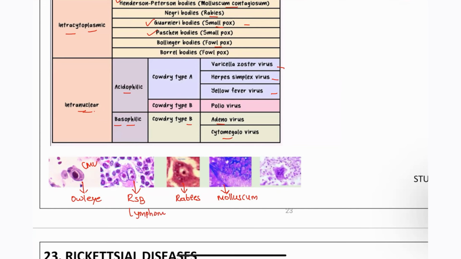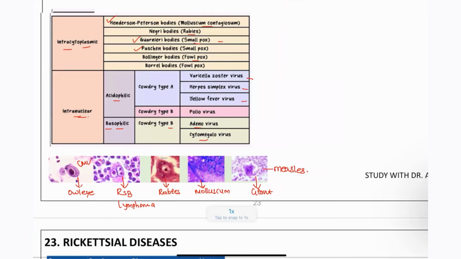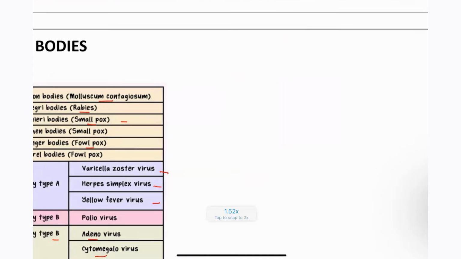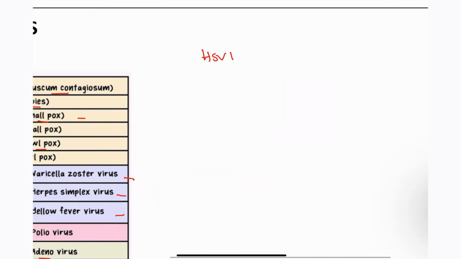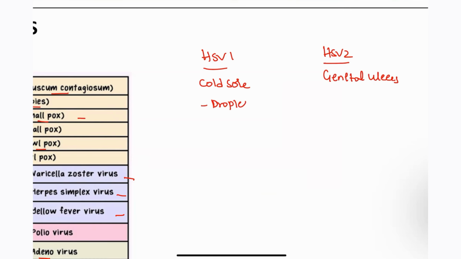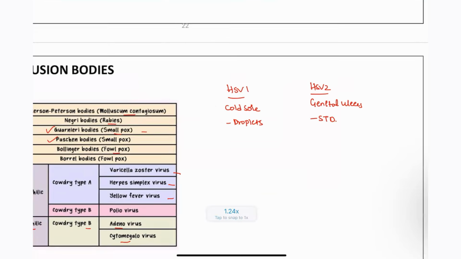Next, this is the giant cell appearance, seen in patients with measles. At least remember these important types of viral inclusion bodies. Now HSV1 and HSV2: what is the difference? HSV1 is associated with cold sores, and HSV2 is associated with genital ulcers. HSV1 is commonly spread by droplets, and HSV2 can be associated with STDs. So this is the difference between HSV1 and HSV2.